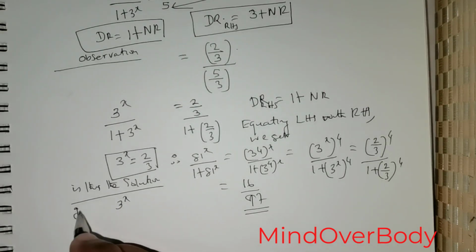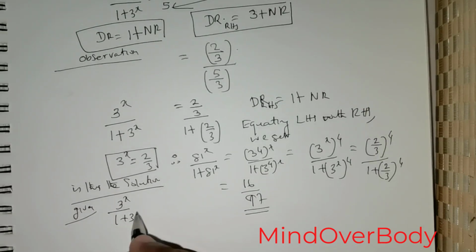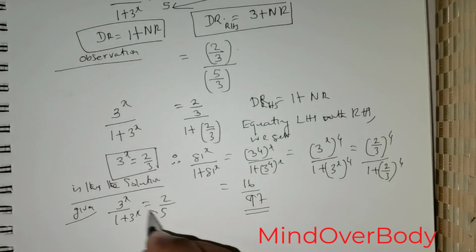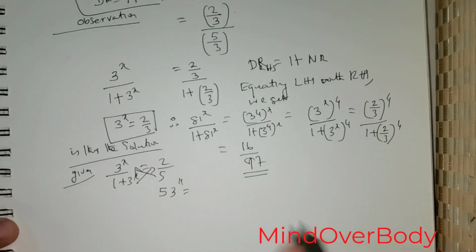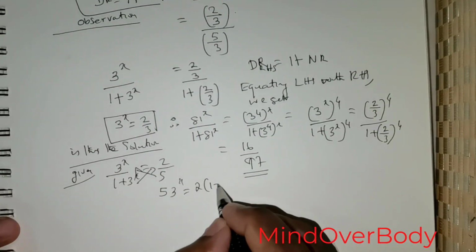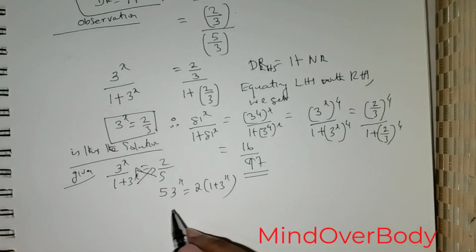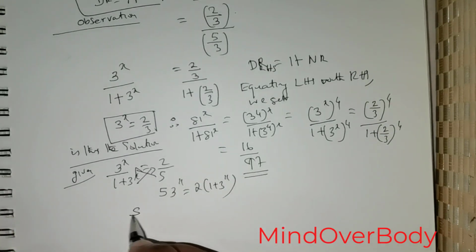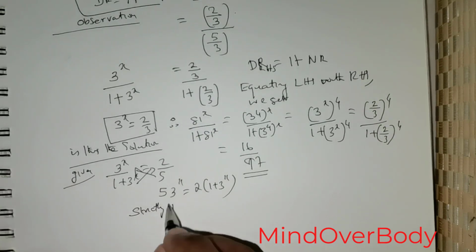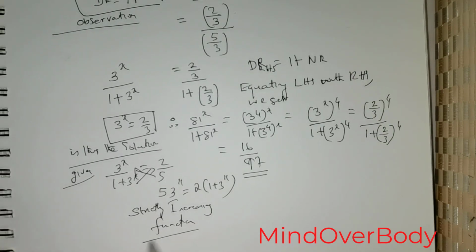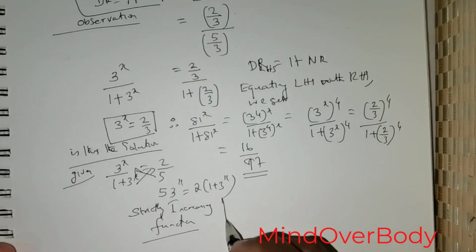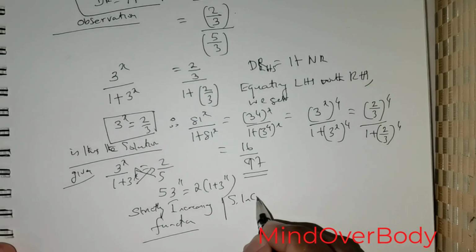So now what is given? We've been given that 3 raised to the power of x divided by 1 positive 3 raised to the power of x is equal to 2 over 5. So I'm cross multiplying it, and then I'm going to write this as 5 times 3 raised to the power of x is equal to 2 times 1 positive 3 raised to the power of x. Now just observe the left hand side. This is a strictly increasing function, right? Now observe the right hand side. This is also a strictly increasing function.